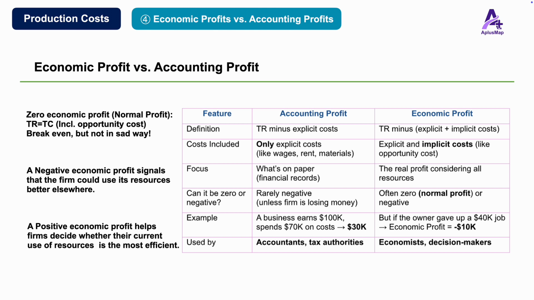Well, accountants, the IRS, shareholders looking at financial reports, they focus on accounting profit. But economists and really smart business owners making strategic decisions about whether to stay in an industry or how to allocate resources, they focus on economic profit. It gives the truer picture of overall performance relative to alternatives. That makes a lot of sense. Accounting profit is about the books. Economic profit is about the real choice and opportunity. You nailed it.